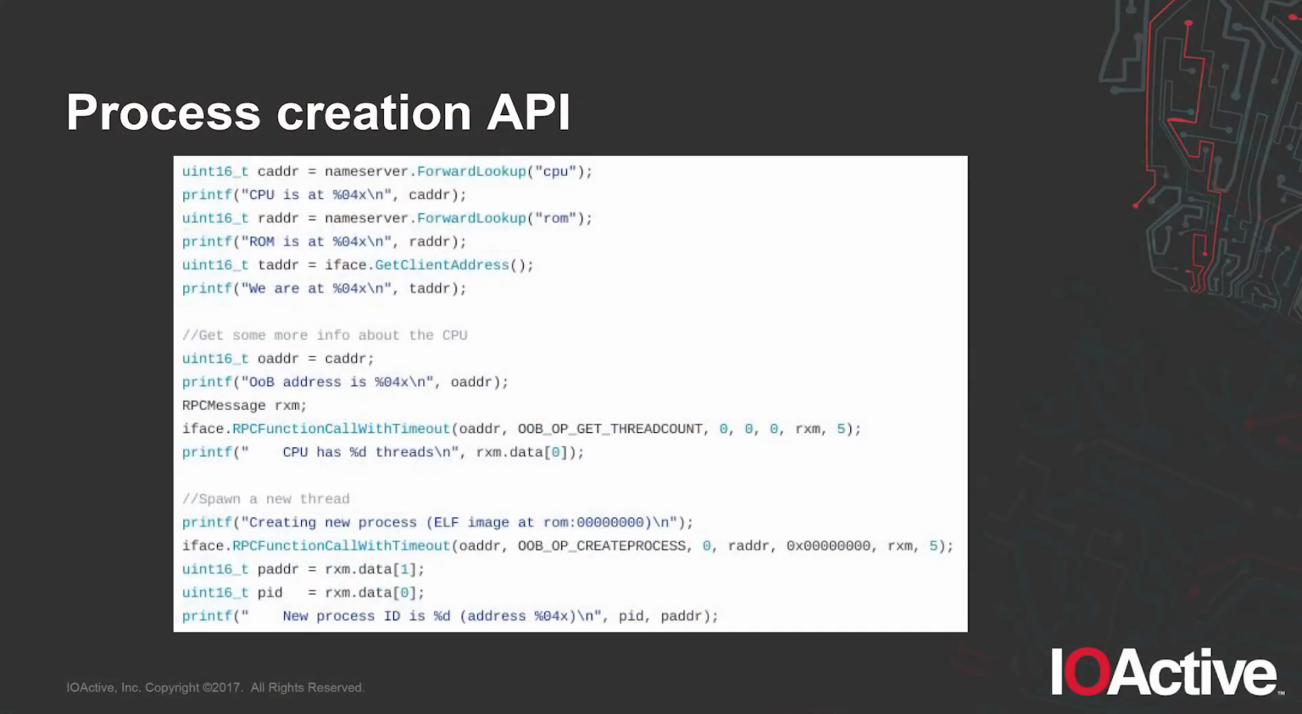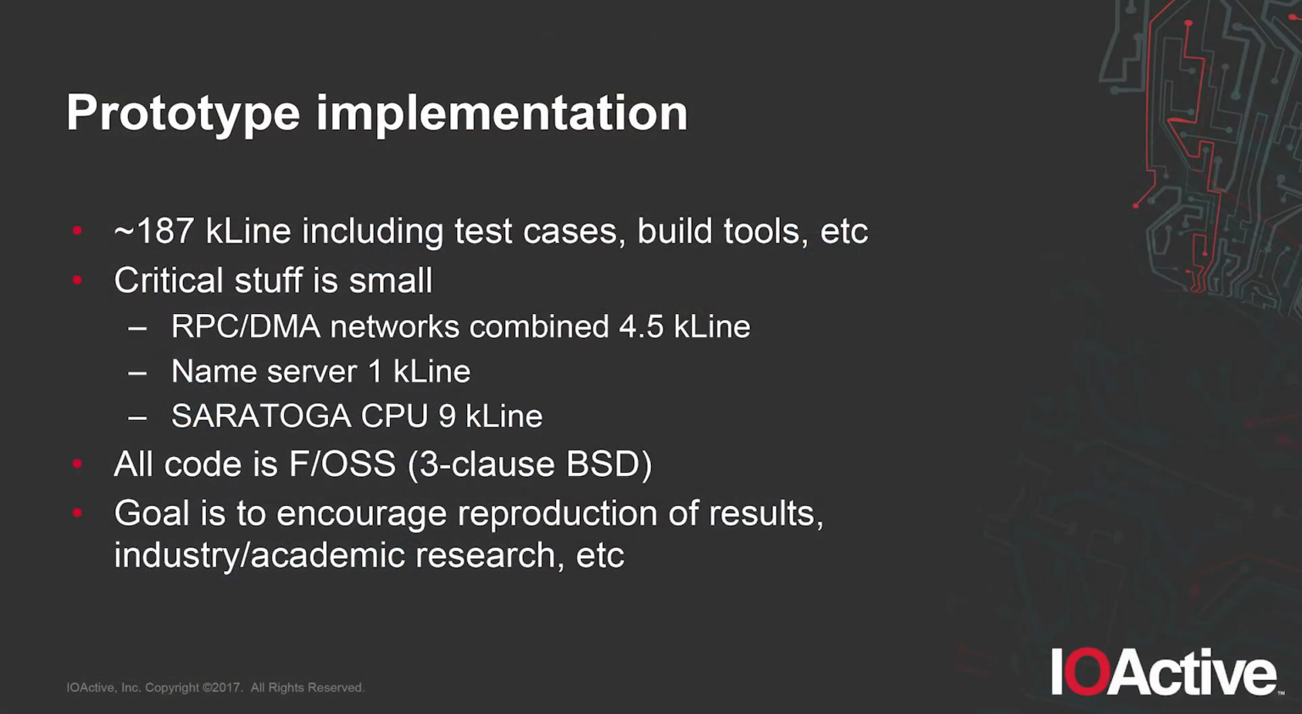And this is an example of how we would create processes. If anybody wants more details on this, you can talk to me afterwards. The prototype, as of now, is just shy of 200,000 lines. That includes test cases and build tools and all kinds of infrastructure, and lots of yaks were shaven during the development. The actual critical components are quite small.